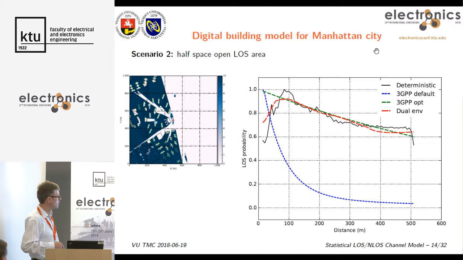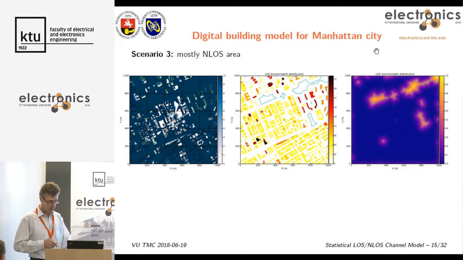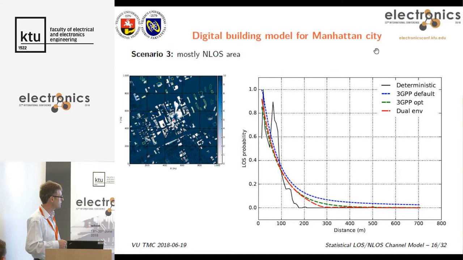In contrary to default models, we have some lower line of sight probability around the base stations because of some shadows cast by the buildings. So it better represents true conditions. And if we have very homogeneous distribution of buildings, the model reverts back to the standard 3GPP distribution.